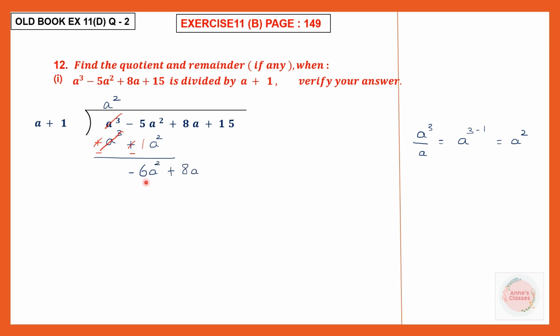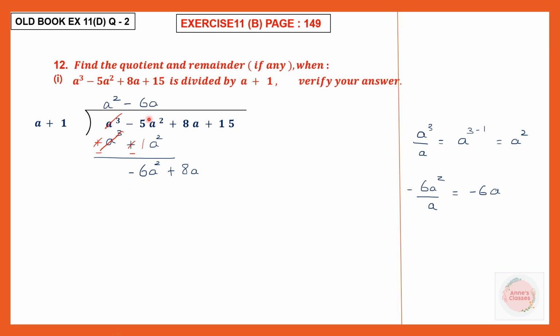Now again we take the first term of the dividend and the first term of the divisor and we divide. Minus 6a square divided by a. So here you have minus, the number is 6. A square divided by a is a to the power of 1, which is a itself. Now put that in your quotient, minus 6a.